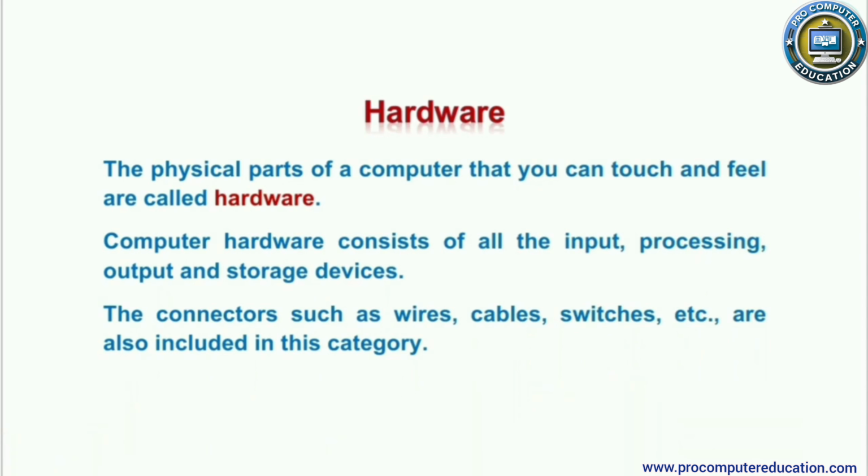Computer hardware consists of all the input, processing, output and storage devices. The connectors such as wires, cables, switches, etc. are also included in this category.